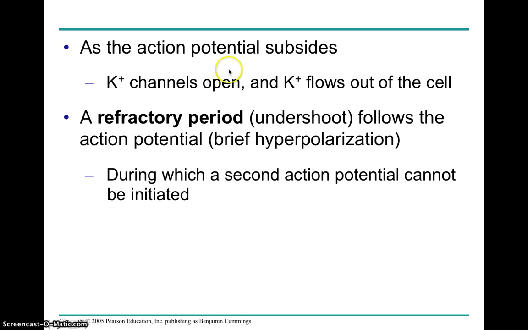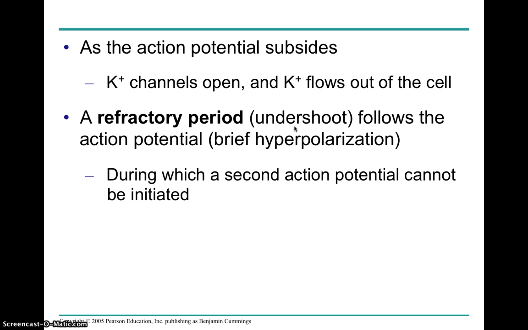And then as the action potential peak subsides, the potassium channels are going to open. These are voltage-gated potassium channels. And potassium is going to flow out of the cell because there's a higher concentration in the cell than outside at rest. Once it flows outside, the potassium equilibrium potential causes a refractory period, or an undershoot, where the membrane potential of the cell goes below what it was at rest.